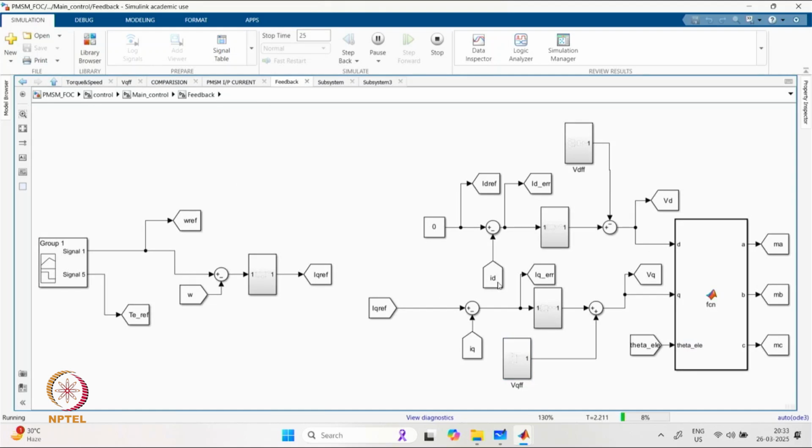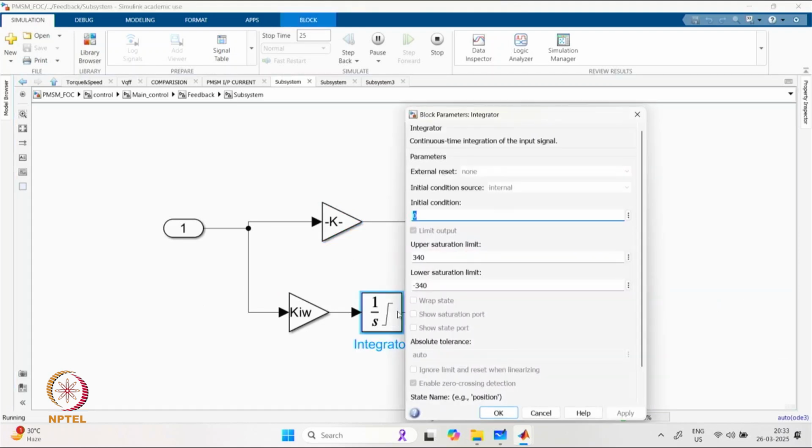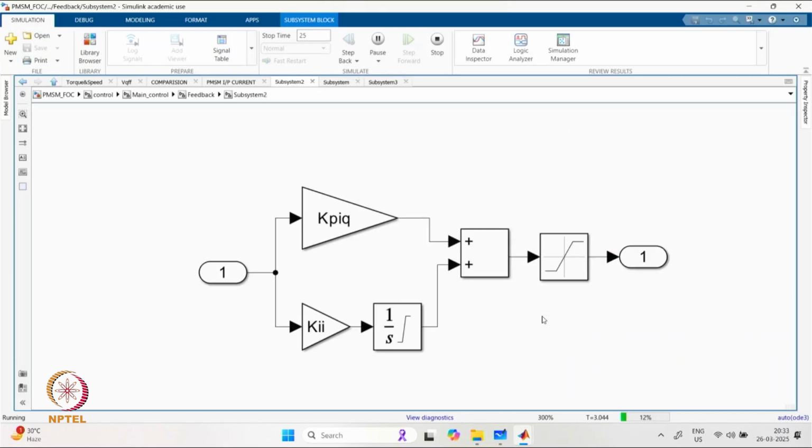Each block has a saturation limit given for the output, and the saturation limit is also linked to the integrator. Whenever the output quantity reaches the saturation value, the integration process is stopped over here. This is done for the Q axis current controller as well.